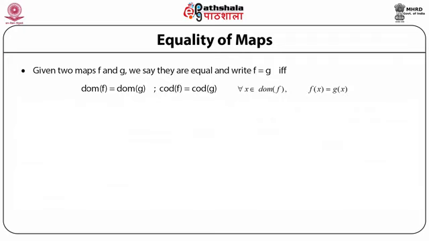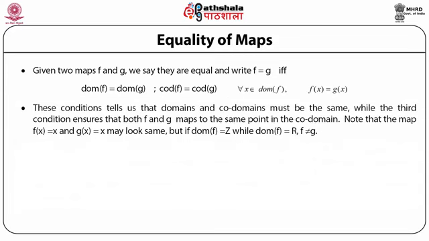What do these conditions tell us? These conditions tell us that domain and codomains must be the same, while the third condition ensures that both f and g map to the same point in the codomain. We say that because we have said earlier that f of x is equal to g of x. So, which means that both f and g map to the same point in the codomain.